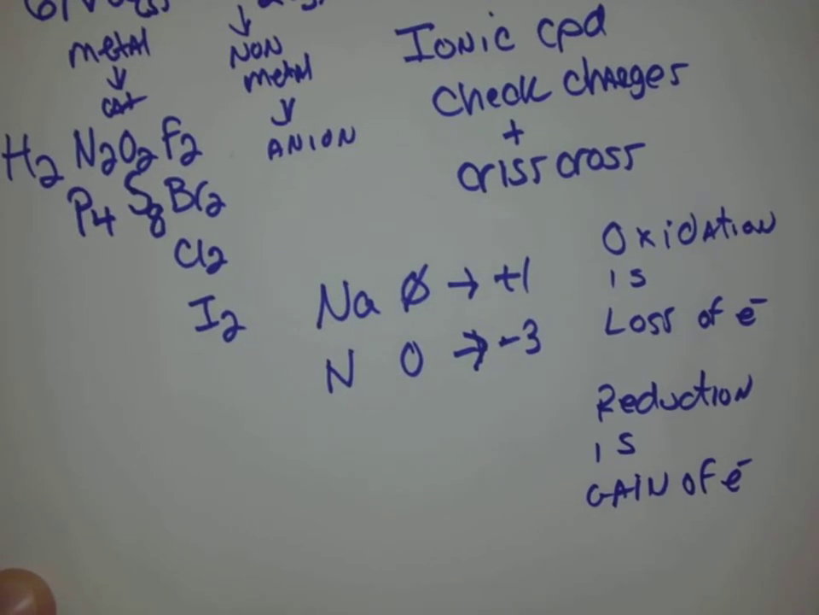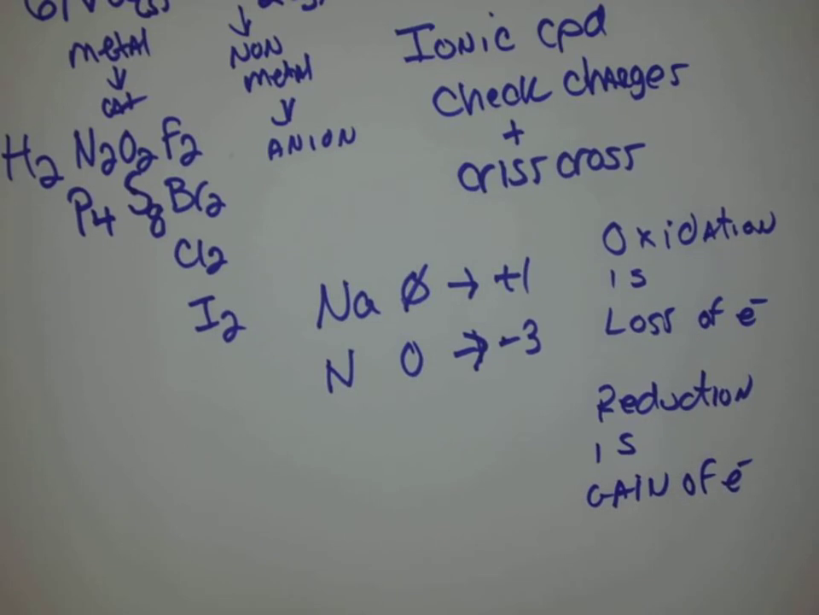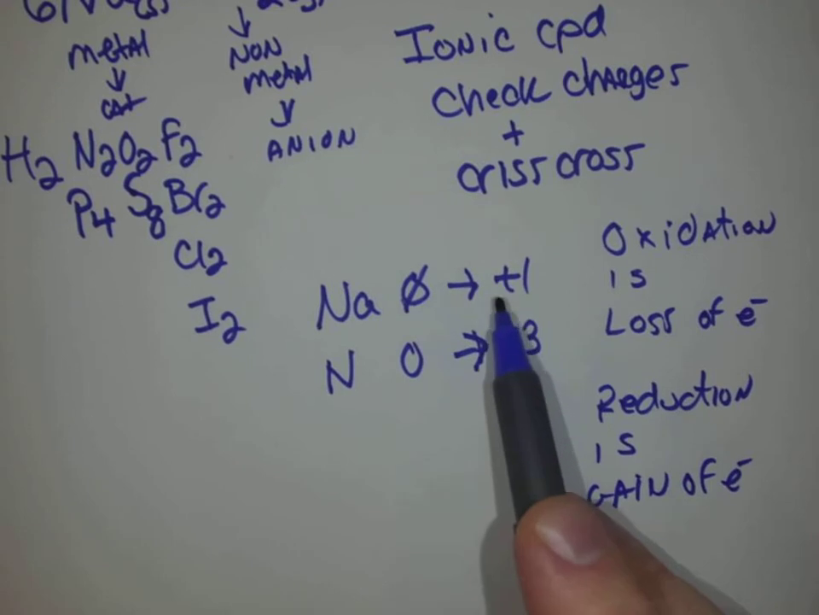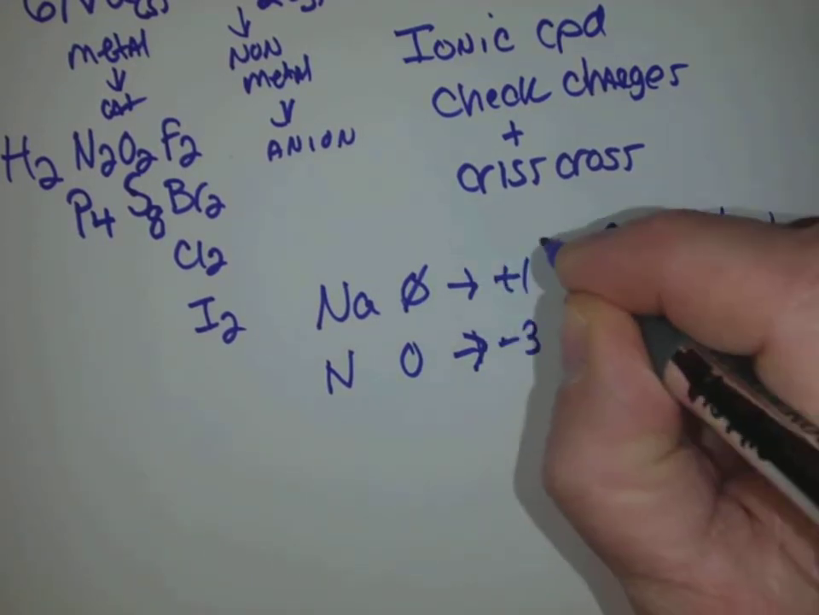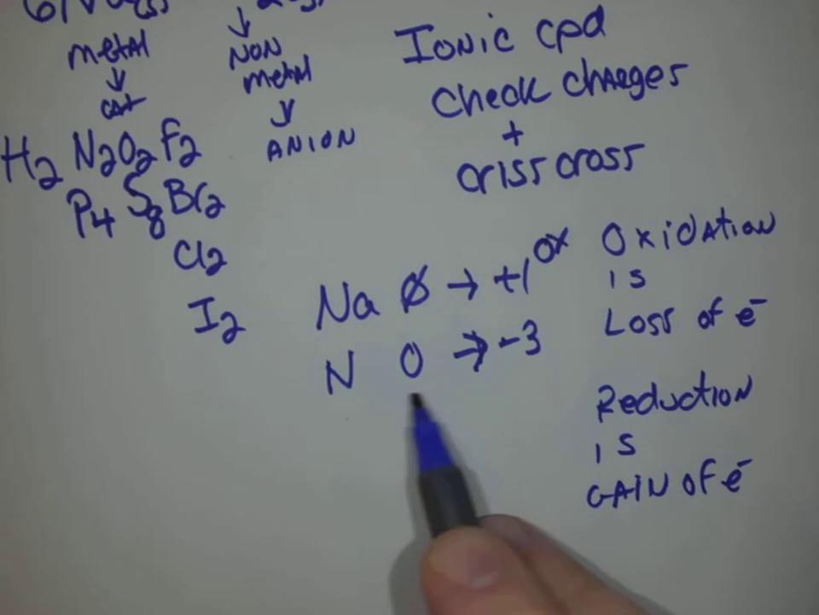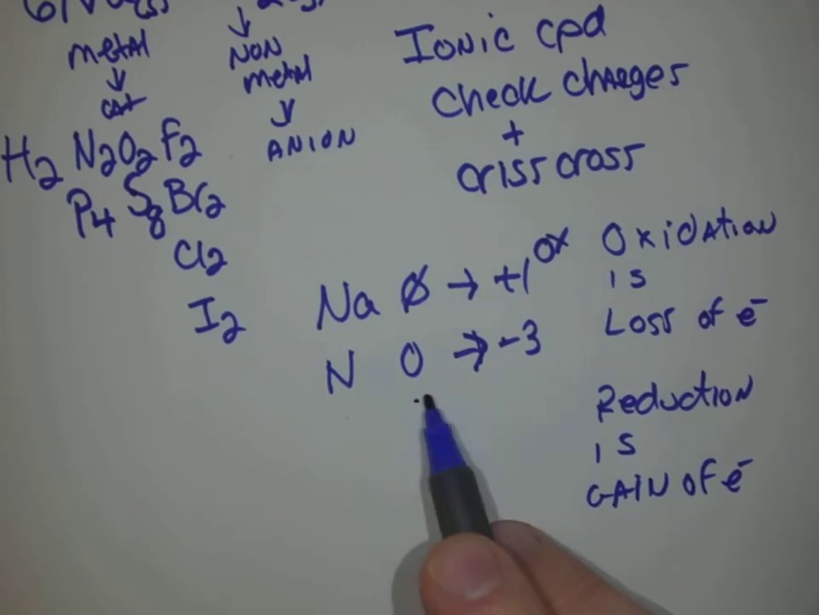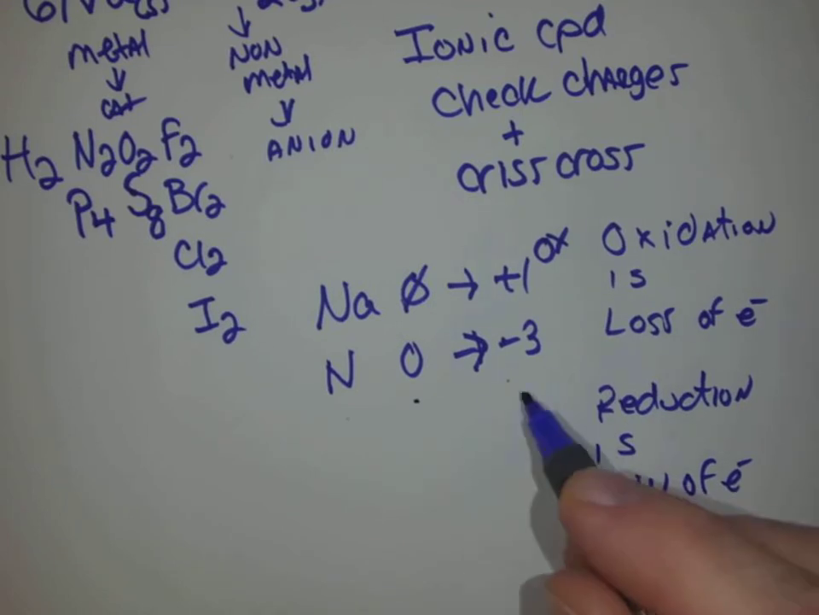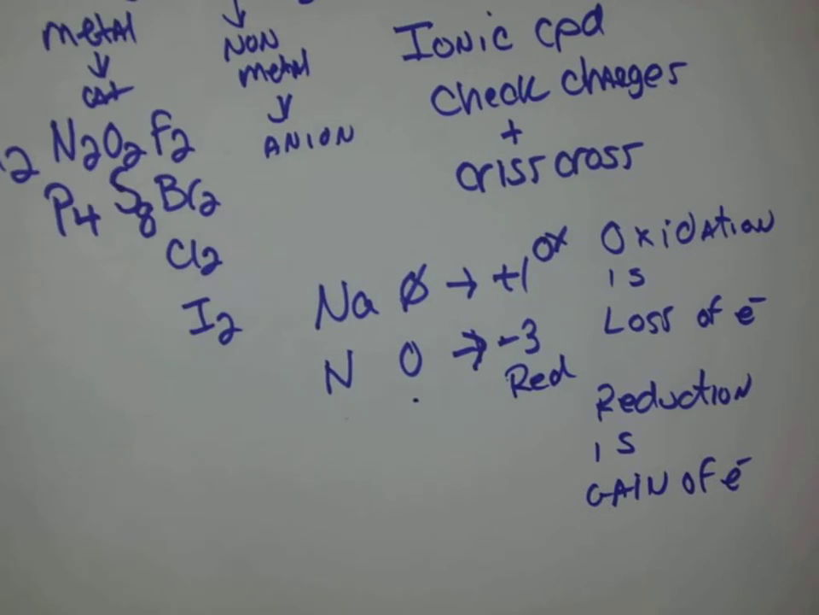Okay, so if we look, again, electrons are these negative things. So if you lose electrons, you become positive. So sodium is going from a 0 to a +1. So it is losing electrons, and therefore that is your oxidation. Nitrogen goes from a 0 to a -3. So it's gaining electrons, and that is your reduction. All right, and that's synthesis in a nutshell.